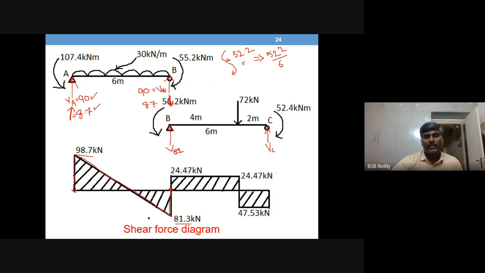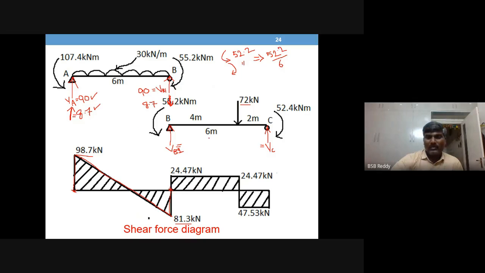Because you have UDL, that's why you are getting a linear line. Okay. Right. Next, going for BC. So you have a 72 point load. So how much do you get for the reactions VB and VC?